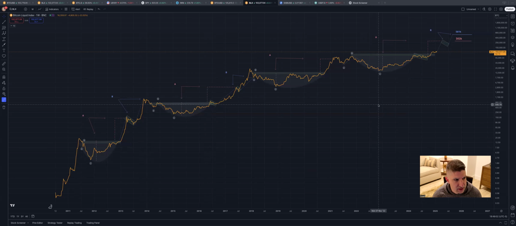I've got the BLX Bitcoin Liquid Index chart up. Sometimes this doesn't update as often as the other exchanges. Currently, I've got Bitcoin price around 105,779. So disregard this price here for now.